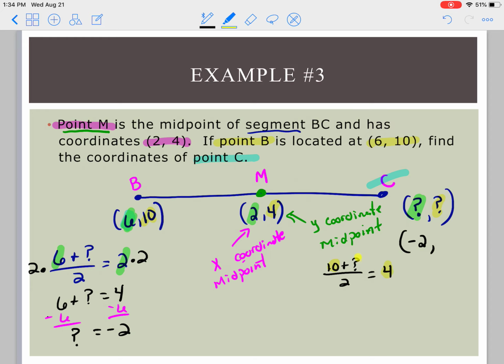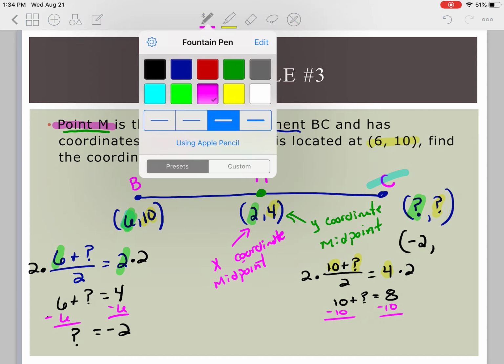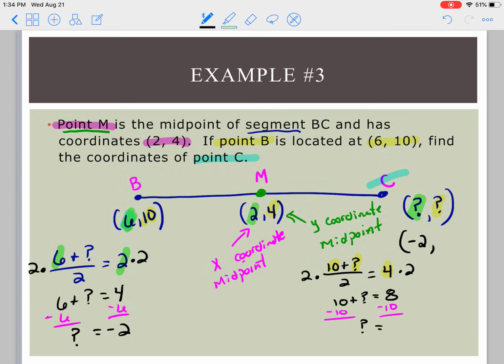Here's the 10 and the 4 that are the same, and the question mark I'm looking for. Once again, I have to multiply both sides by 2. 10 plus a question mark is equal to 8. Subtract 10 from both sides to get the question mark by itself, and the question mark value is equal to -2. So my point C that I'm looking for has coordinates of -2, -2.